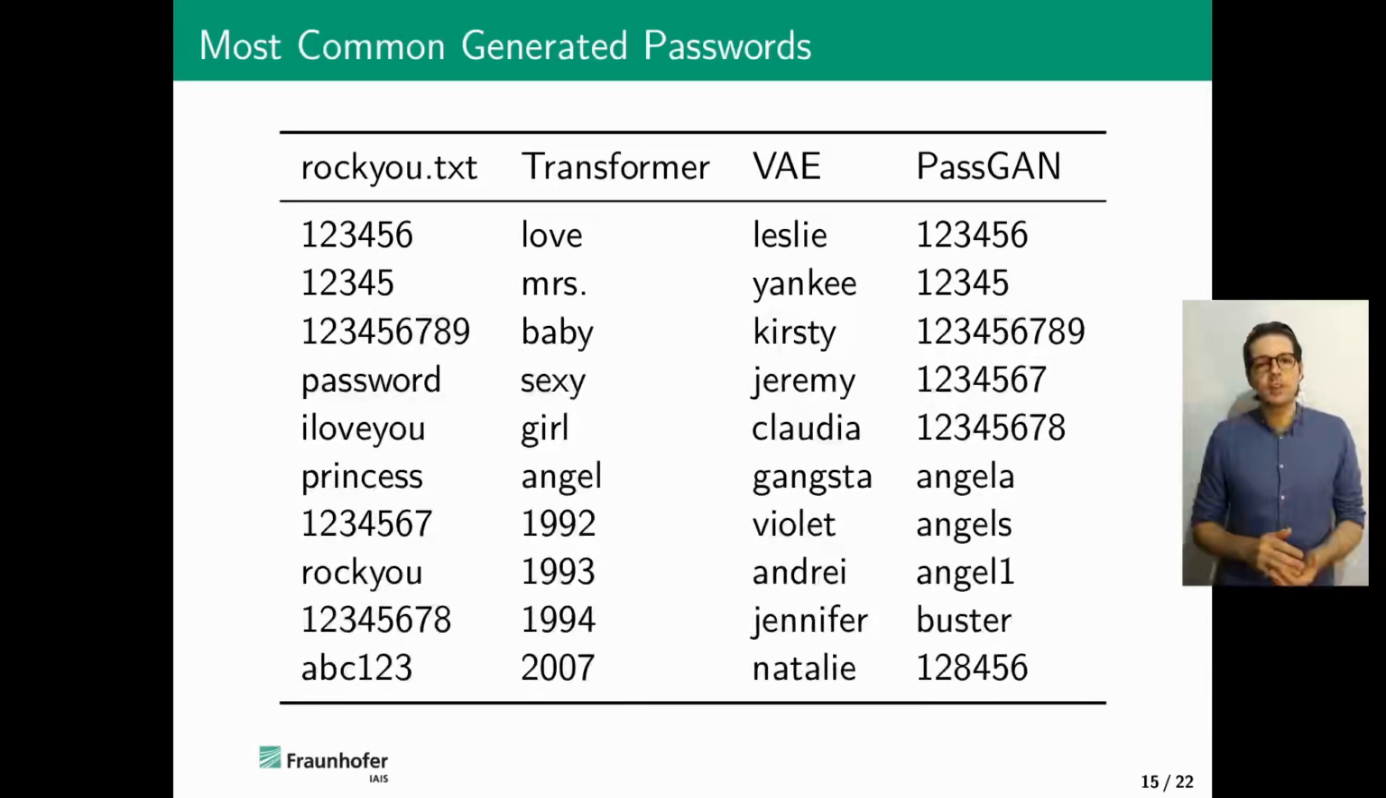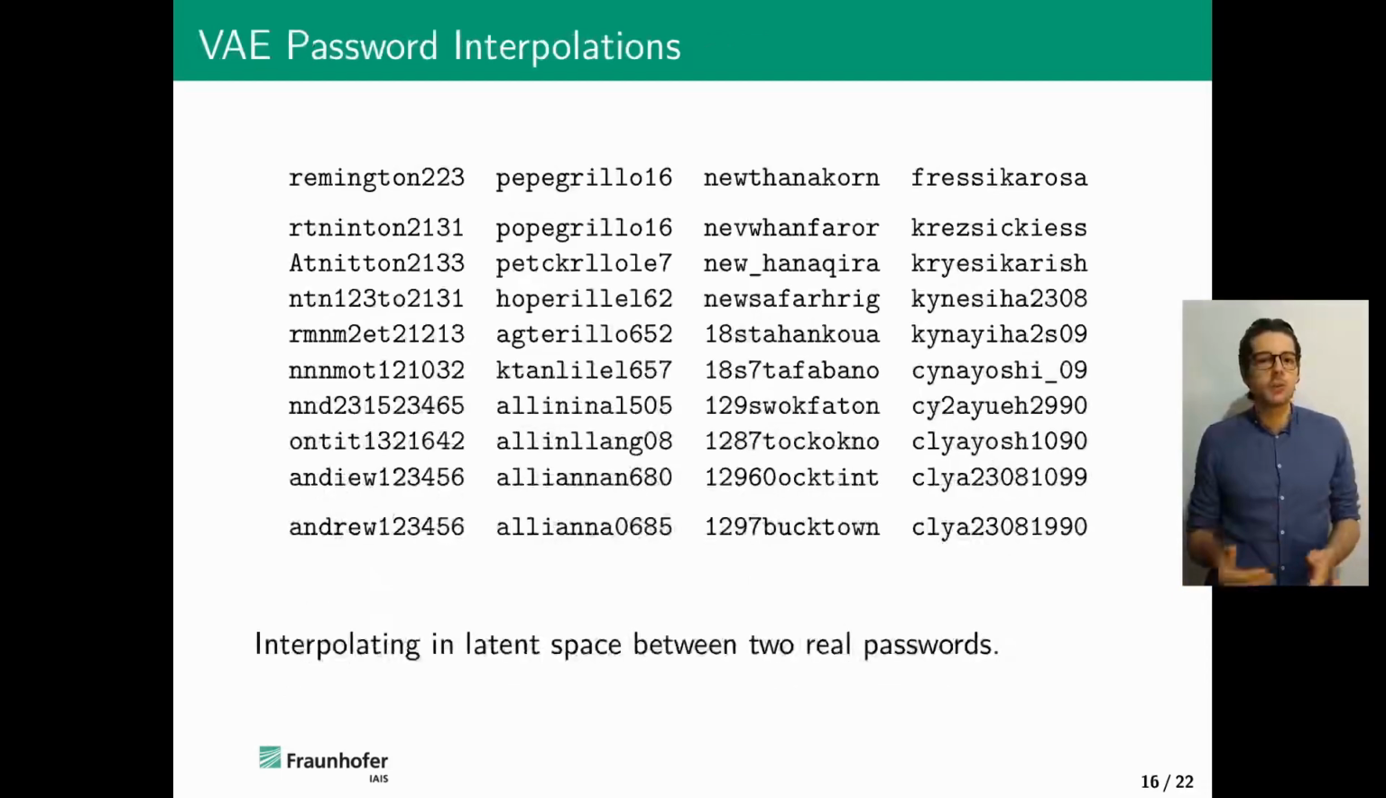We also see that the variational autoencoder really seems to like first names, and that the PasswordsGAN seems to follow the distribution of the training dataset the most closely. However, we will have to see if this behavior is ideal if the task is to generate a lot of novel passwords.